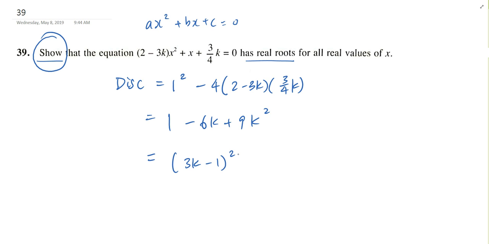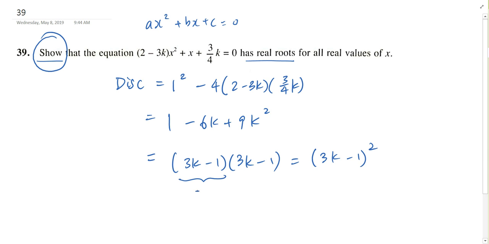At this point in time, is it clear that the discriminant is greater than or equal to 0 already? Yeah. Why is it so clear that it is greater than or equal to 0? Because square. Because this is a perfect square. This implies 3k minus 1 times 3k minus 1, which is our perfect square, 3k minus 1 squared.